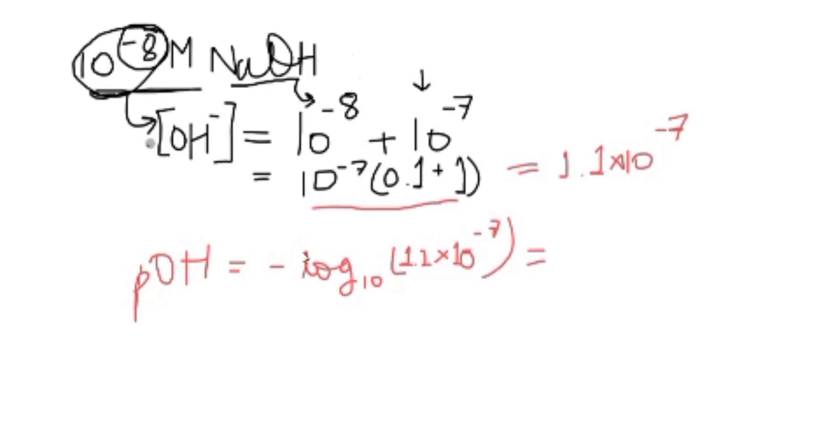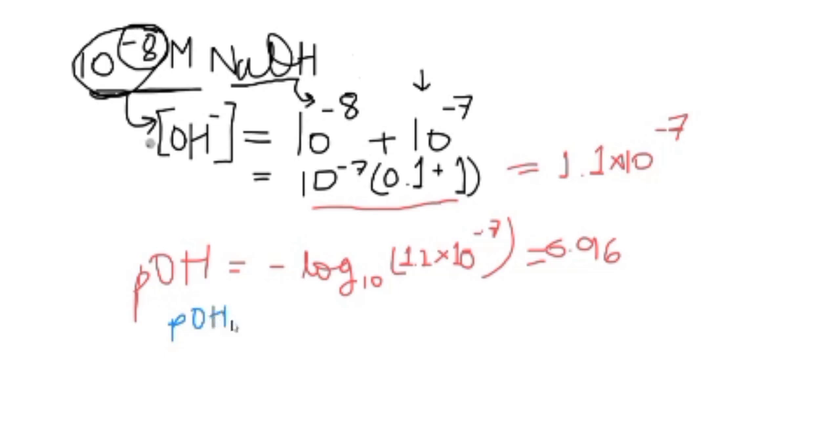Now, of course, you can calculate this log separately: minus log 10 of 1.1 plus minus log 10 of 10 to the power minus 7. So, if you make the desired calculation, it will come out to be 6.9696. Now remember, this is very important to remember that you have not been asked to find the pOH of the solution. You will always be asked to find the pH of the solution.